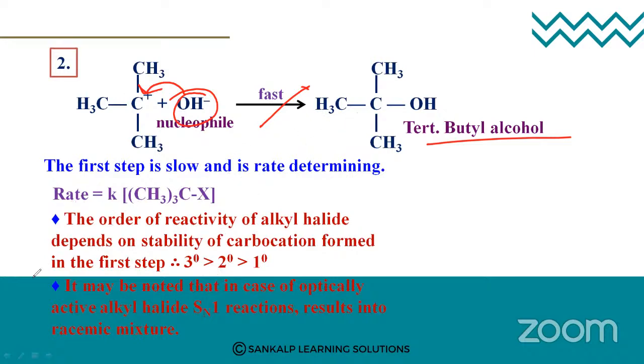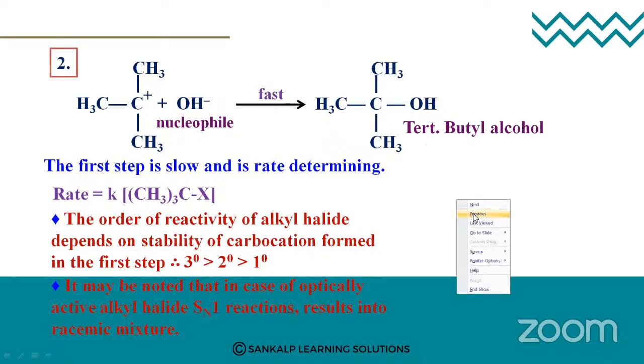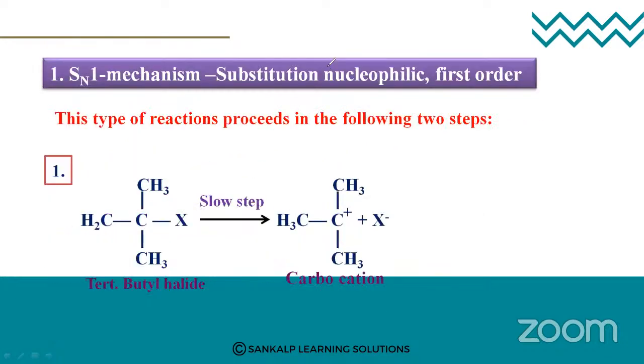The first step, as I said, is a slow step and it is the rate determining step. So the rate of the reaction depends on the concentration of only the substrate. Now, what is the substrate here? This is the substrate. So the rate of the reaction depends upon this substrate.